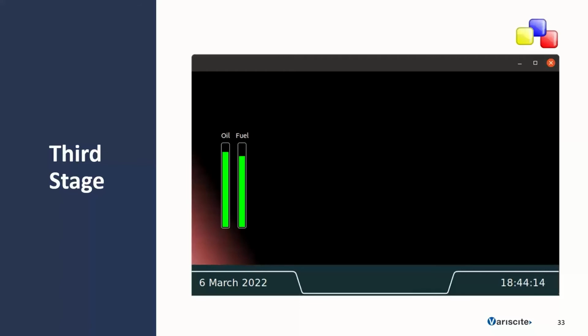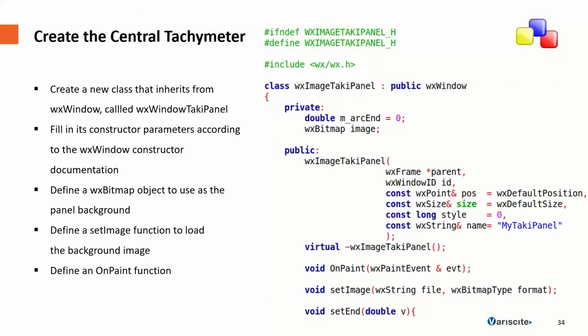Okay, so moving toward the right, now we need to add the central tachymeter. The process is more or less the same. We create a new class, inheriting the wxWindow class, so there will be no decoration around it. We need to fill in its constructor parameters according to the wxWindow documentation. We can define the bitmap that will be used as the tachymeter background. We define the set image for this background, and we define the onPaint function.